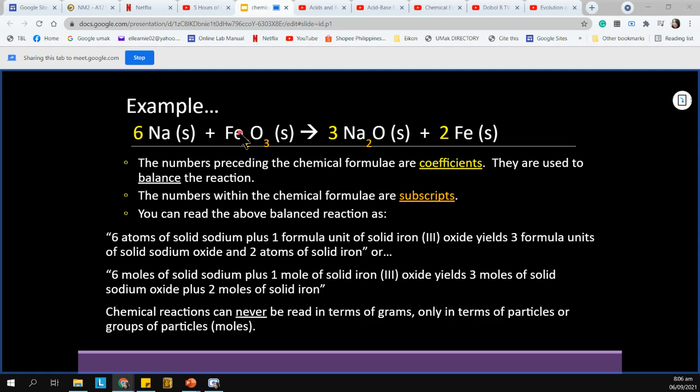Or 1 mole of iron oxide kasi wala na po siyang coefficient dito. So pag walang coefficient, understood na isa lang siya. So 1 mole of iron oxide will yield 3 moles of sodium oxide, plus 2 moles or 2 atoms of iron. So that's how you're going to read this expression. Now, take note, it's not going to be in terms of grams. It's always in terms of particles, atoms, or moles. Pero mas malimit ginagamit po is moles in terms of expression.